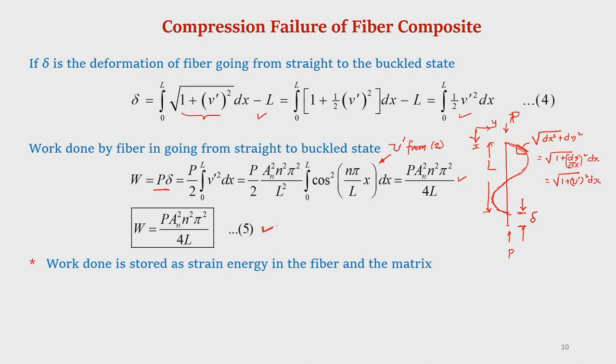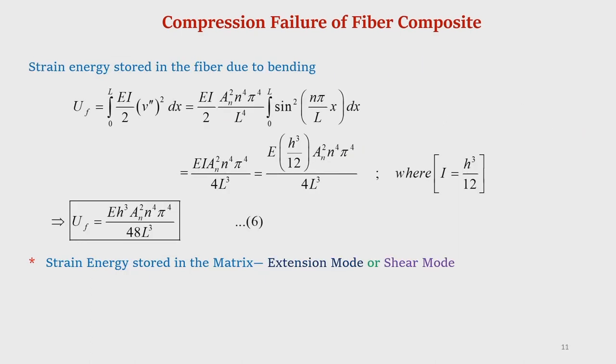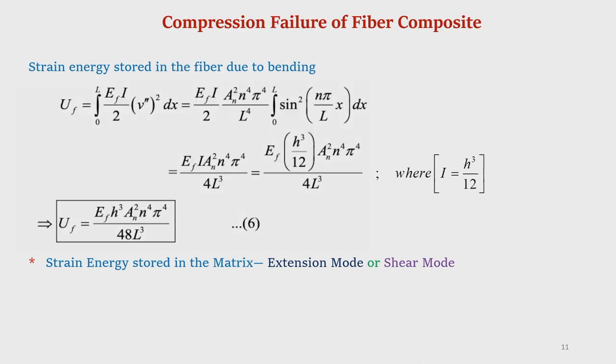Now, what happens? This work done is actually stored in the form of strain energy in the fiber and the matrix. The total work done is actually stored as strain energy in the fiber as well as in the matrix. Now, first let us see what is the strain energy stored in the fiber. The fiber actually bends. Therefore, we can find out the strain energy of fiber using the bending energy.